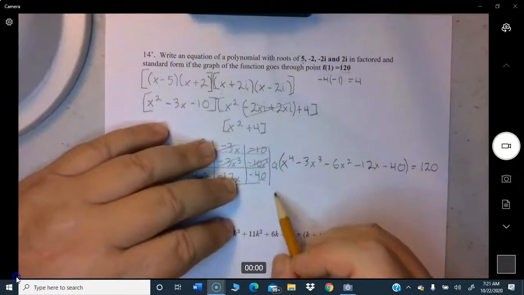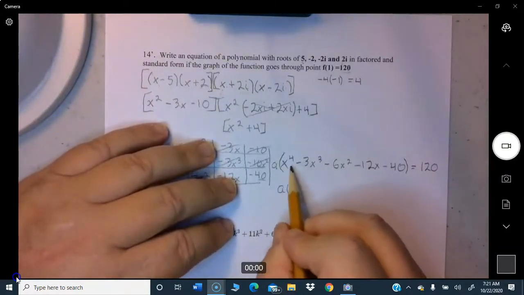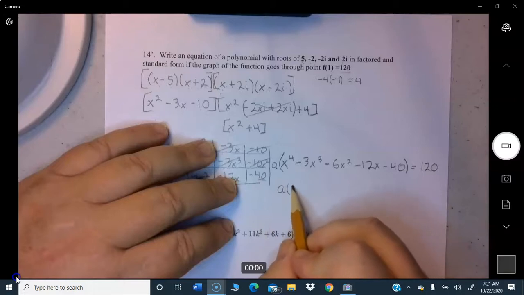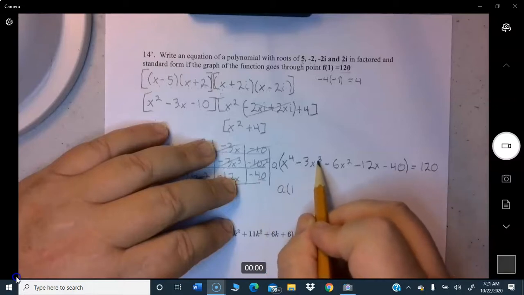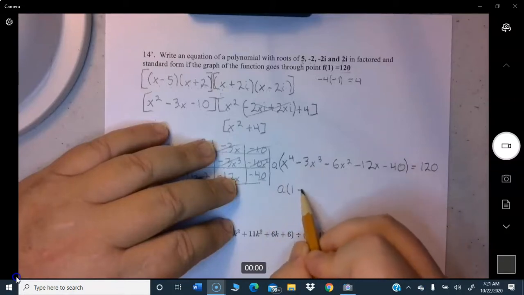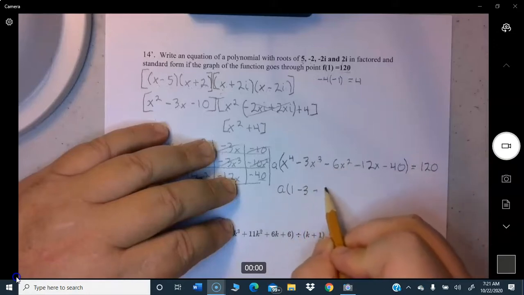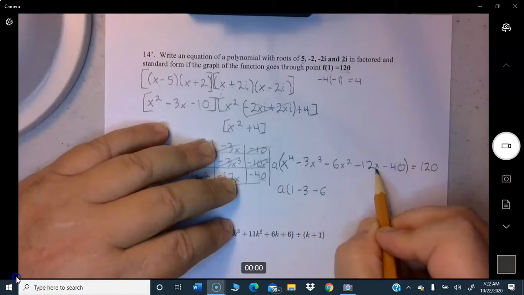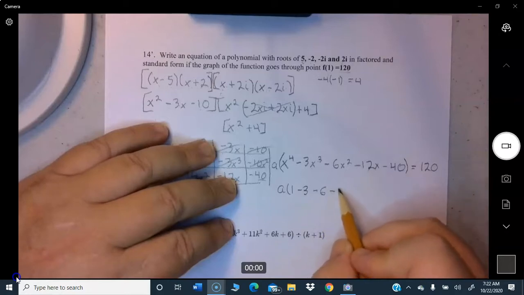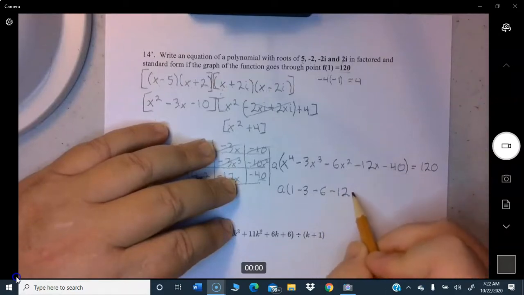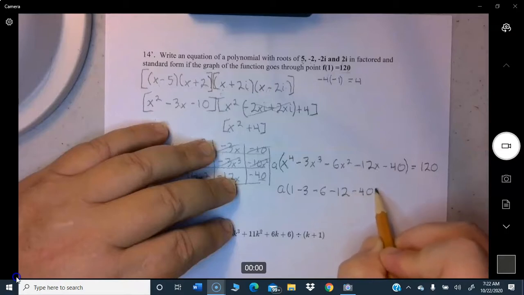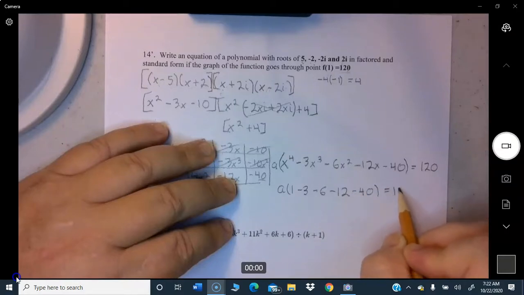So let's go ahead and put a times, and let's put a 1 in here. 1 to the 4th is 1. 1 to the 3rd is 1 times negative 3. 1 squared is 1 times negative 6. 1 times negative 12 is negative 12. And negative 40. And that has to equal 120.